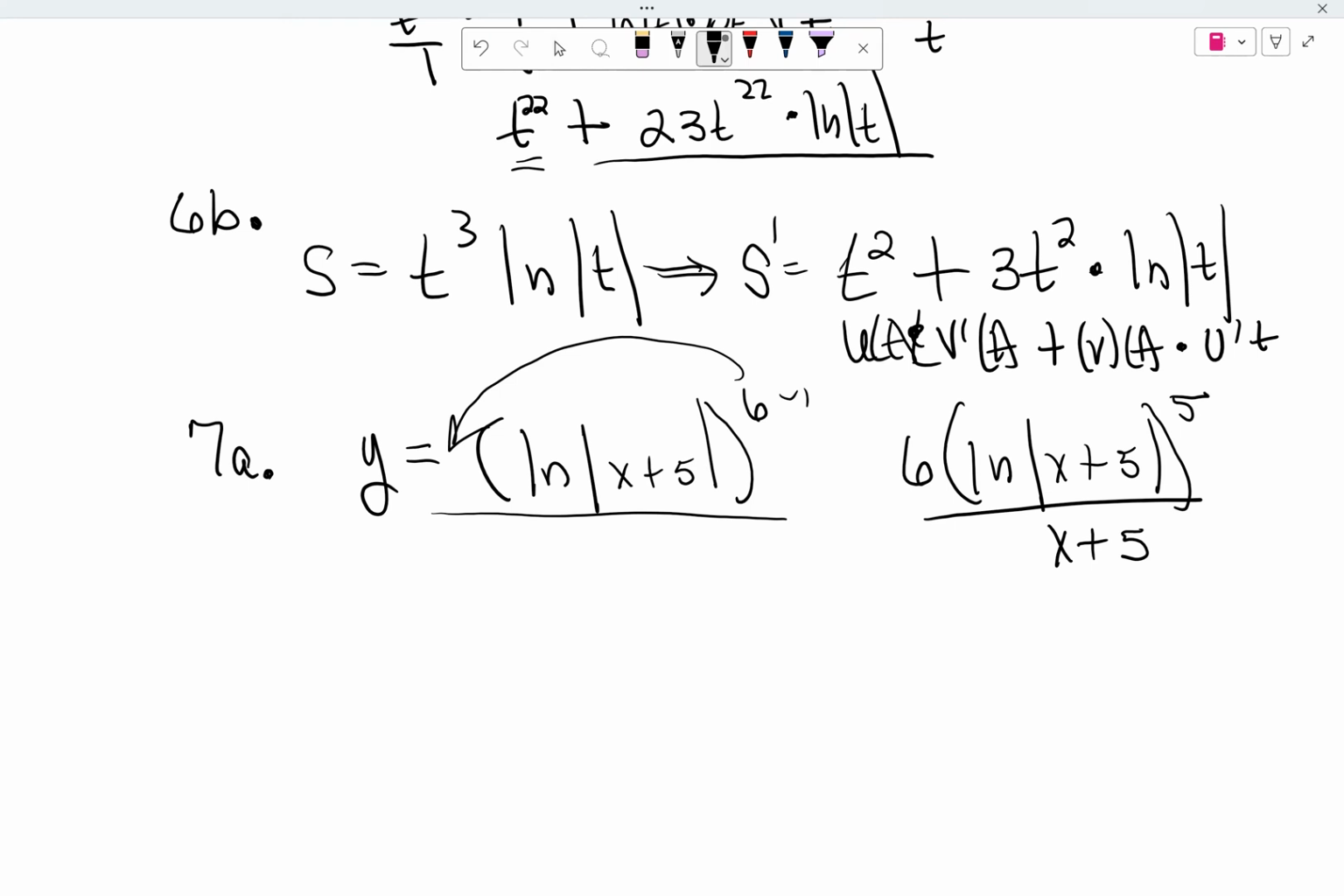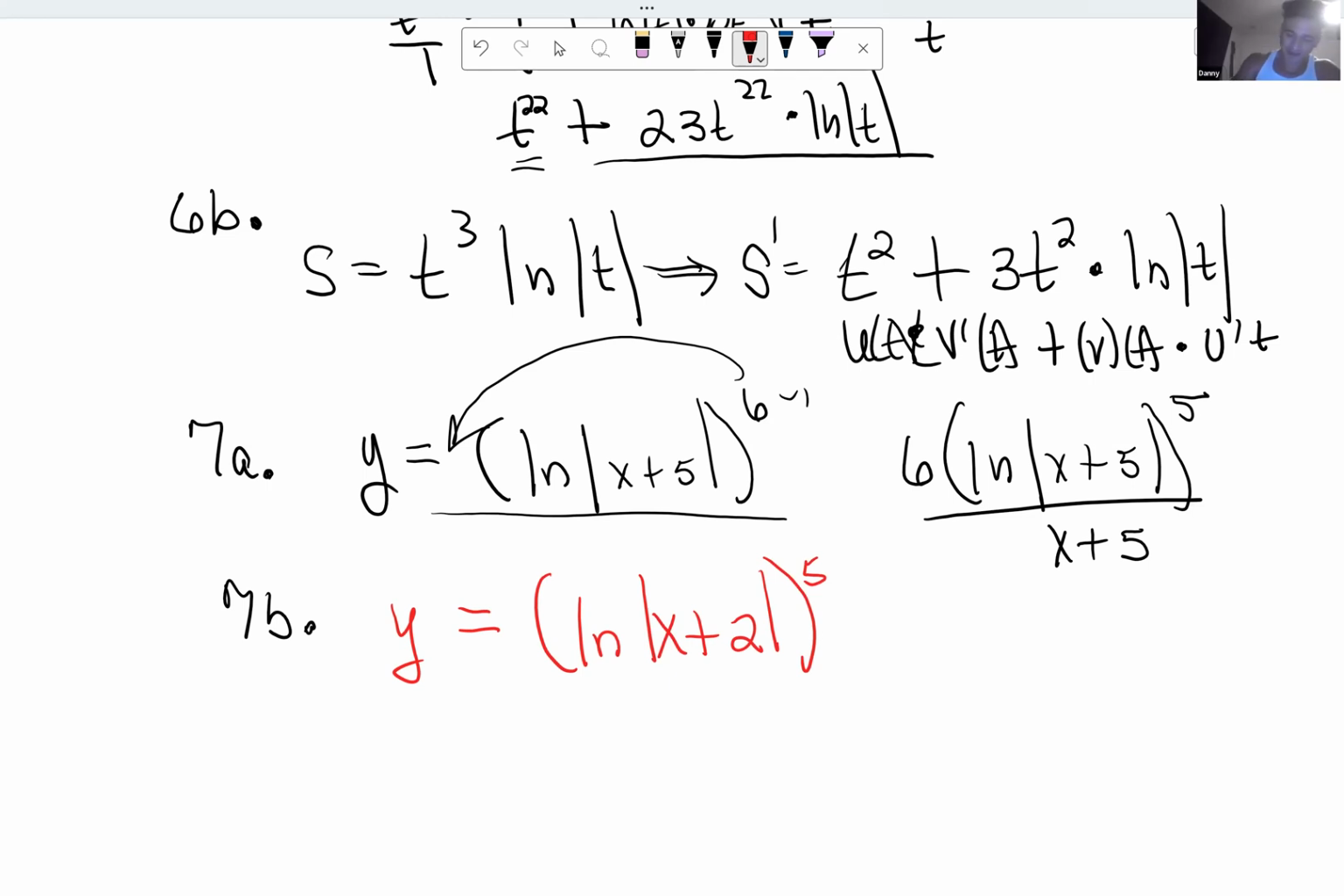I could give you another example. Let's see how you do on this one. Call it 7b. I'll do it in red just as it differentiated. So this is y equals the natural log of x plus 2 to the 5th power. So what do you think this one is?